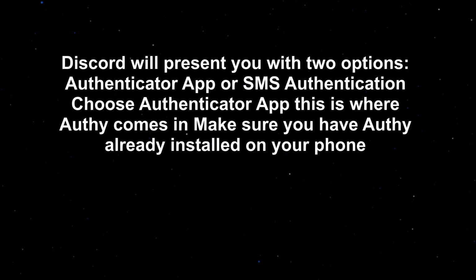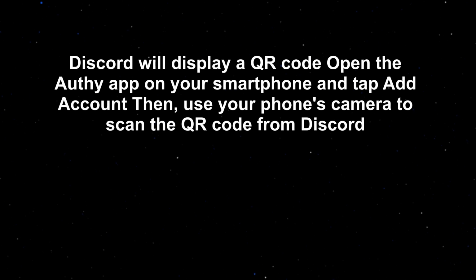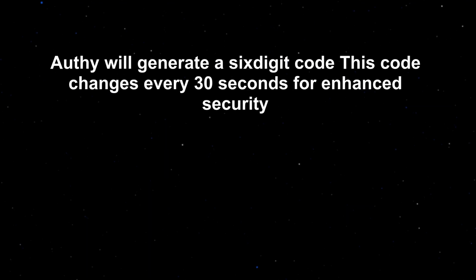Make sure you have Authy already installed on your phone. Discord will display a QR code. Open the Authy app on your smartphone and tap Add Account. Then, use your phone's camera to scan the QR code from Discord. Authy will generate a 6-digit code. This code changes every 30 seconds for enhanced security.